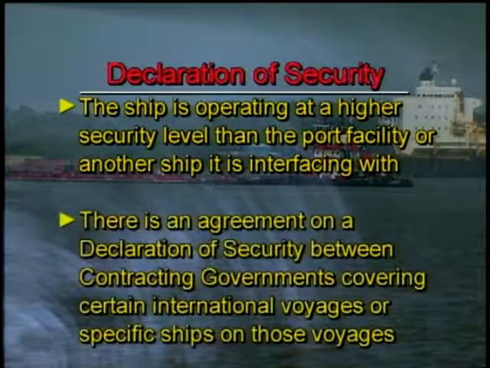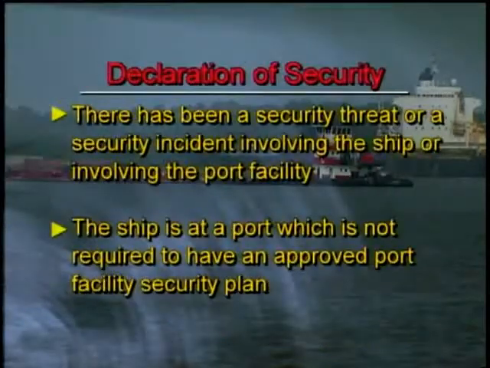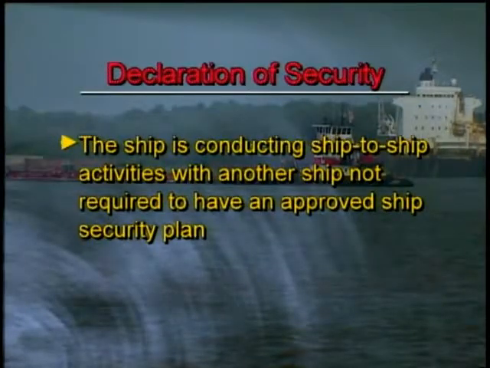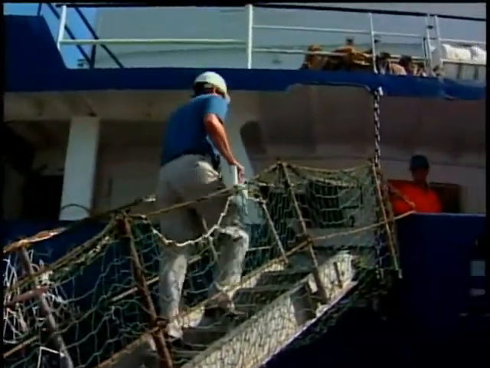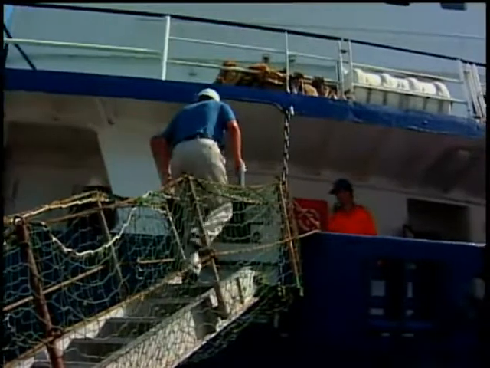If there is an agreement on a declaration of security between contracting governments covering certain international voyages or specific ships on those voyages. When there has been a security threat or security incident involving the ship or the port facility. When the ship is at a port which is not required to have an approved port facility security plan, or when the ship is conducting ship-to-ship activities with another ship not required to have an approved ship security plan. Such requests for the completion of a declaration of security must be acknowledged by the applicable port facility or ship.